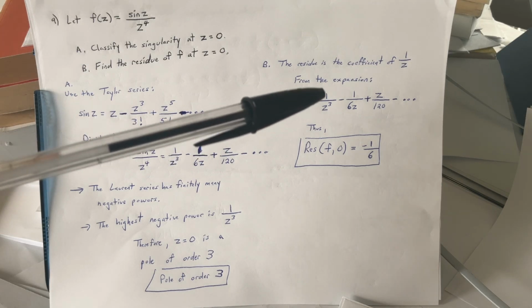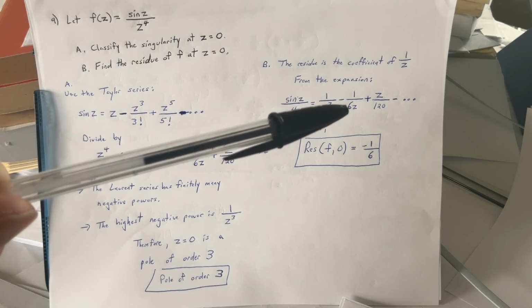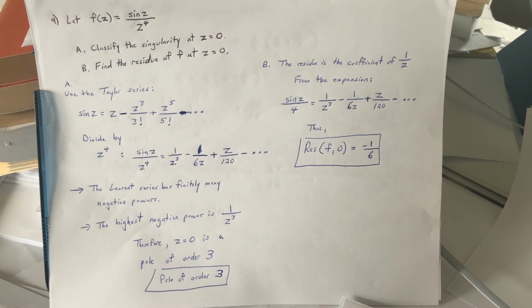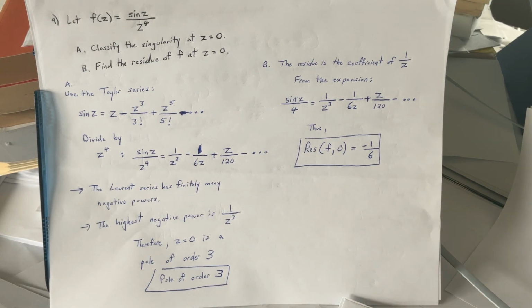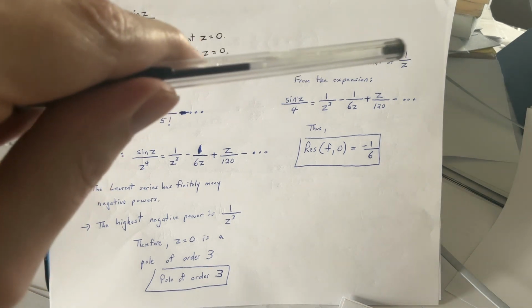Sine z over z equals 1 over z cubed minus 1 over 6z plus z over 120 minus and so on. So what we could say here, the residue of f at 0, when you just do your arithmetic there, is just negative 1 over 6. That's all. Negative 1/6, done.